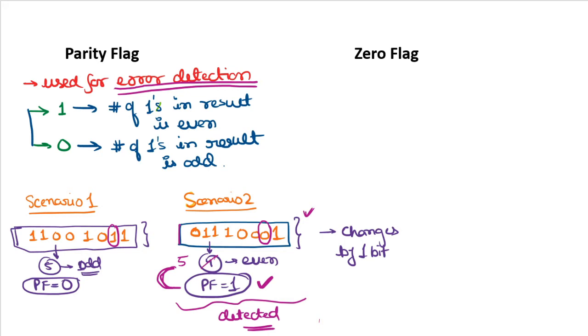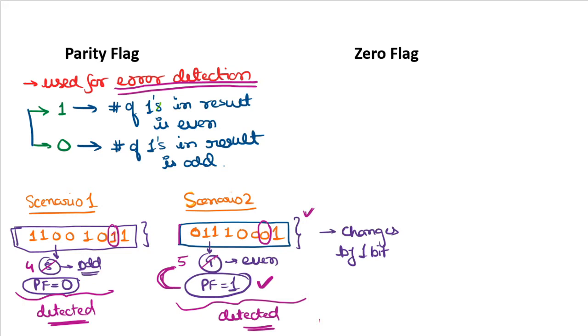Similarly, here this 1 will become 0, right? The number of 1s will change. Now the number of 1s will be 4, right? So if number of ones is 4, then it is even, so parity flag should be 1, but it is not, it is 0. Therefore there is a discrepancy, and in scenario 1 as well we have detected the error.